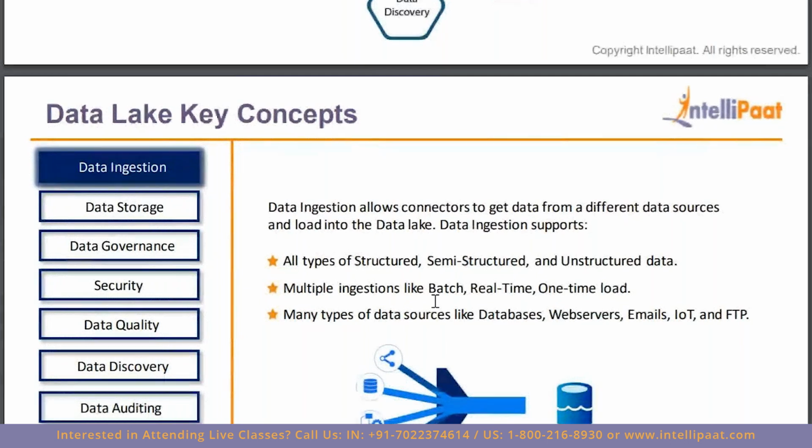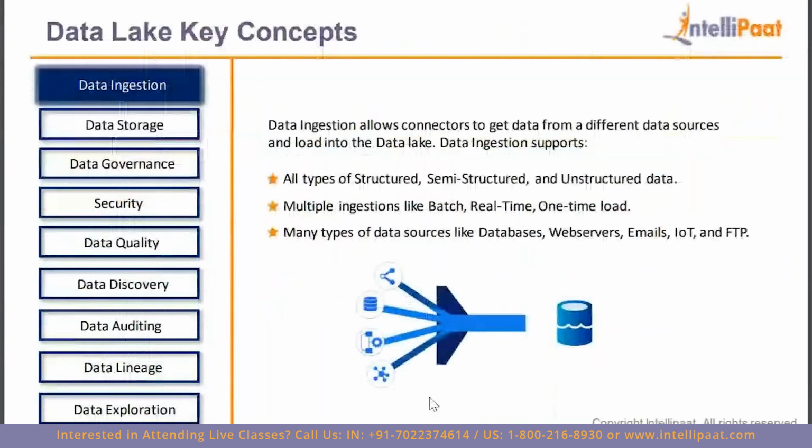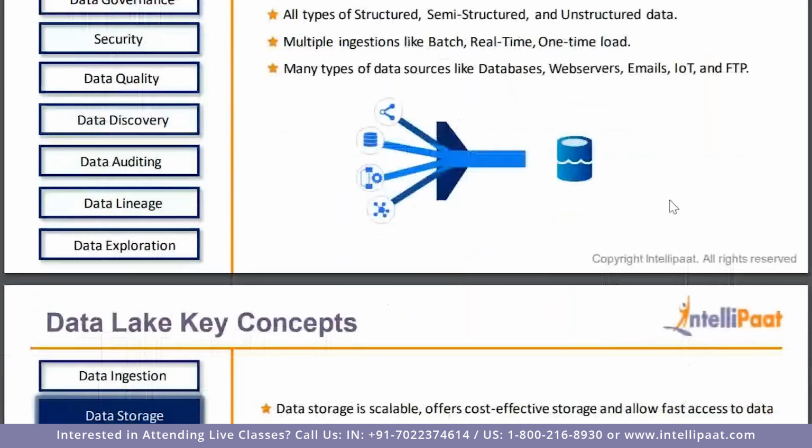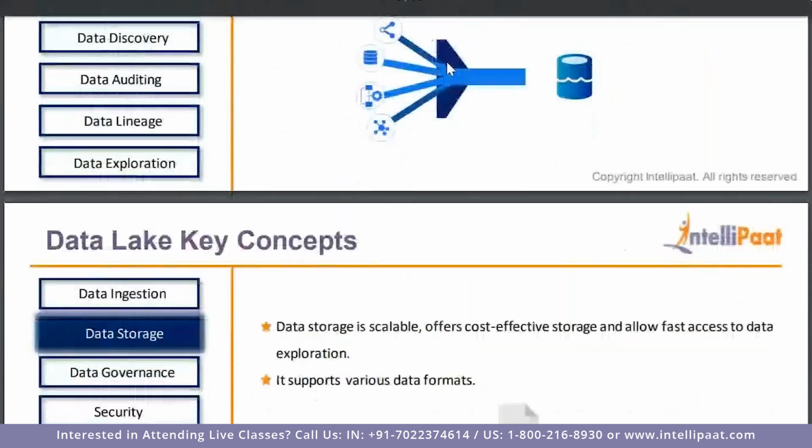The things I am showing you are very basic, and as of now people are doing this because most of the industries are just moving. But there are a lot more things you can do in this. Multiple ingestions like batch, real time, and one-time load are supported. I showed you we can even get real-time data. There are many types of data sources: databases, web services, emails, IoT, and FTP. From all these we can get data. So directly the data will come and go to your ADLS too.